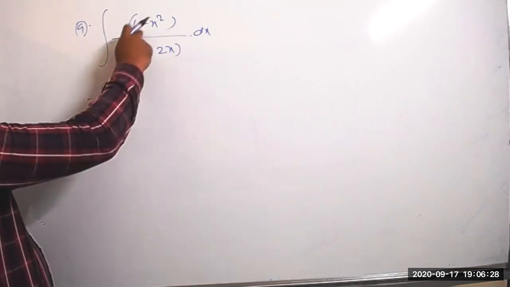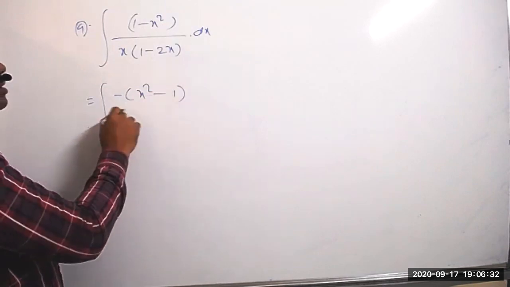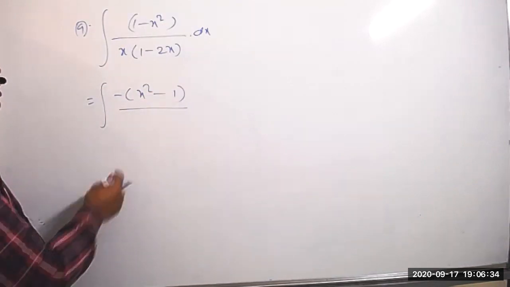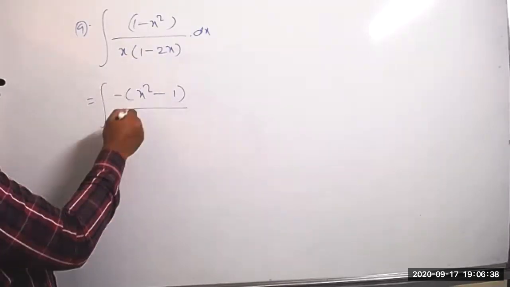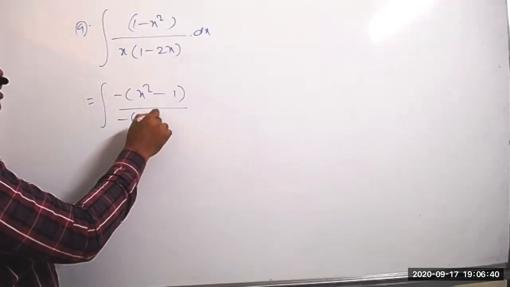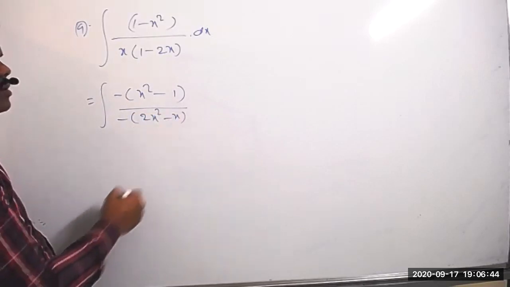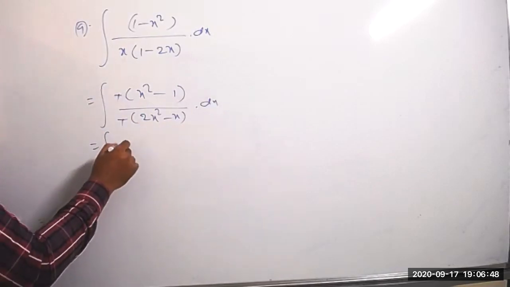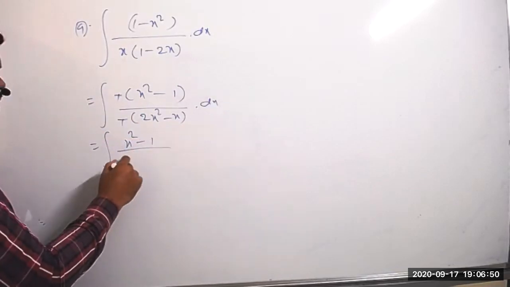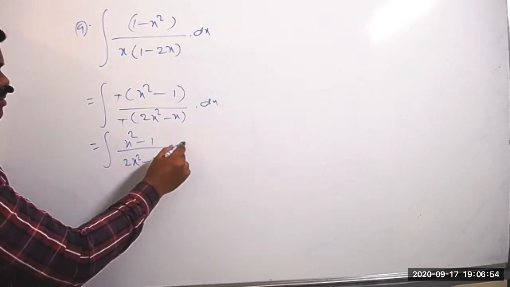Suppose this is x square they gave. In the second term, if we take minus common, x square minus 1. Here also multiply x into 1 equals x, minus 2x into x equals 2x square. From this also, if we take x common, 2x square minus x into dx. This will be cancelled. So integration of x square minus 1 by 2x square minus x into dx.